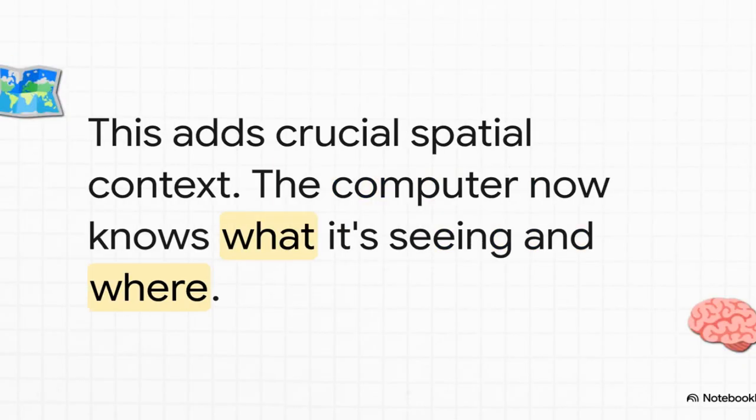So by combining the what, that's our visual code words, with the where, these little displacement vectors, the computer gets a much richer, way more robust understanding of an object. It's not just a random jumble of words anymore. It's a structured model of what a car looks like.